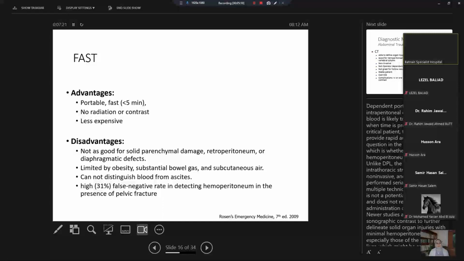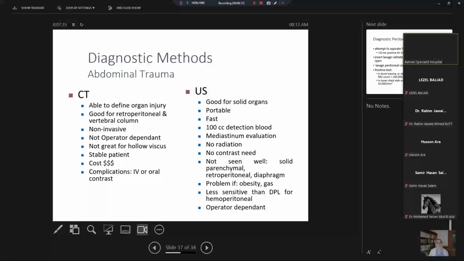It can be limited by obesity. It can be limited by bowel gas or by subcutaneous air. It cannot distinguish blood from ascites, and it has high false negative rate. We have the CT in comparison to the ultrasound. The CT is able to define organ injury, of course. It's good for retroperitoneal and vertebral column. It's non-invasive. It's non-operator dependent. It's not great to look for hollow viscus, and we can use it for stable patients. But of course, it's more expensive, and we have complications, especially with IV or oral contrast.